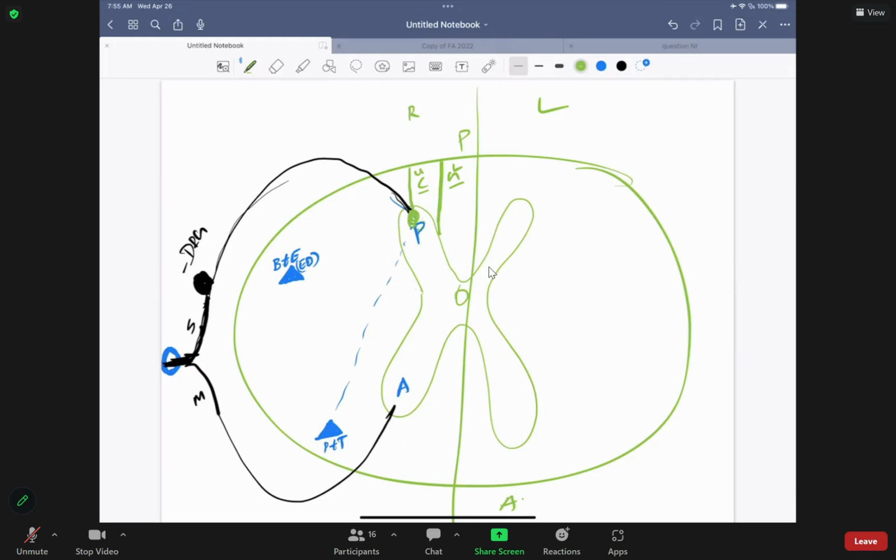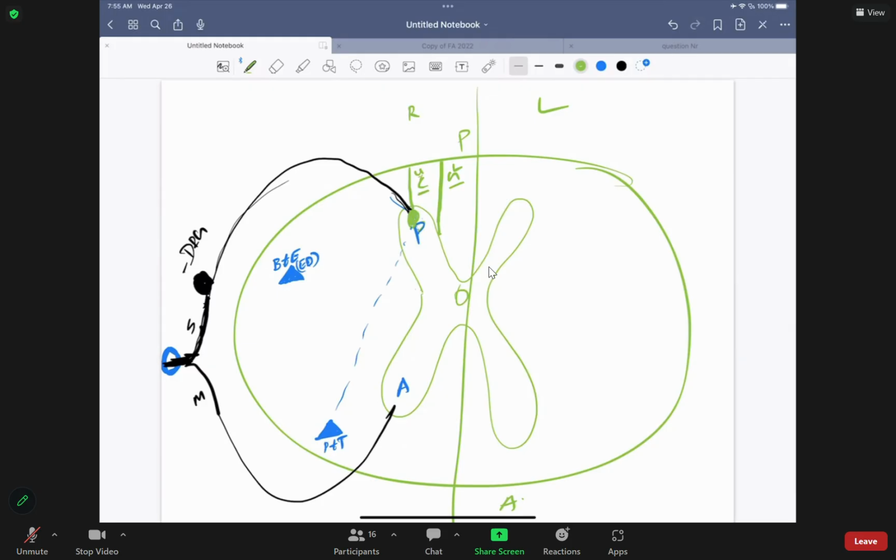Is that clear, folks? Now, how do you remember cuneatus is for upper extremity? The way I remember, what do we call in anatomy for this? It's called cephalic, isn't it, folks? Cephalic starts with C. Which one is closer to your head, your hand or your legs? Your hand is closer to it. So upper extremity closer to cephalic. So C for cuneatus, upper extremity. Is that clear, folks? So cuneatus is for upper extremity. Gracilis is for lower extremity.